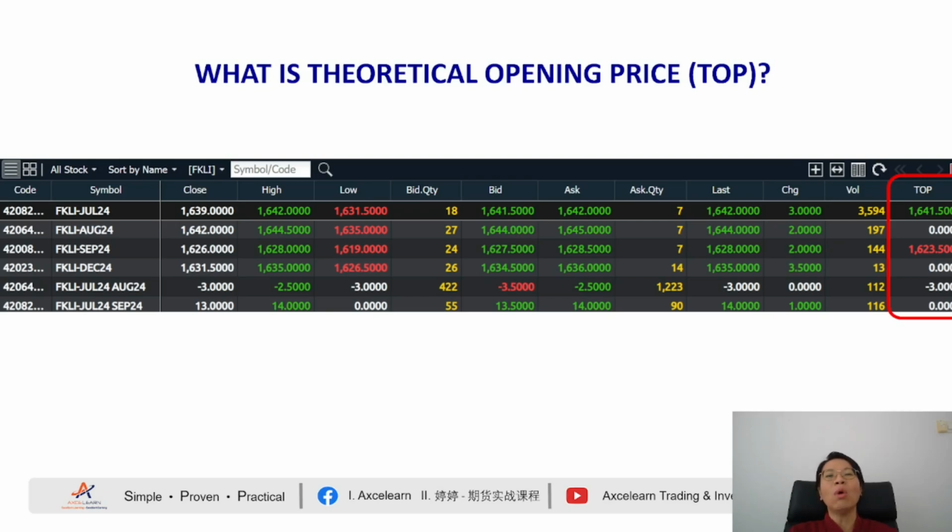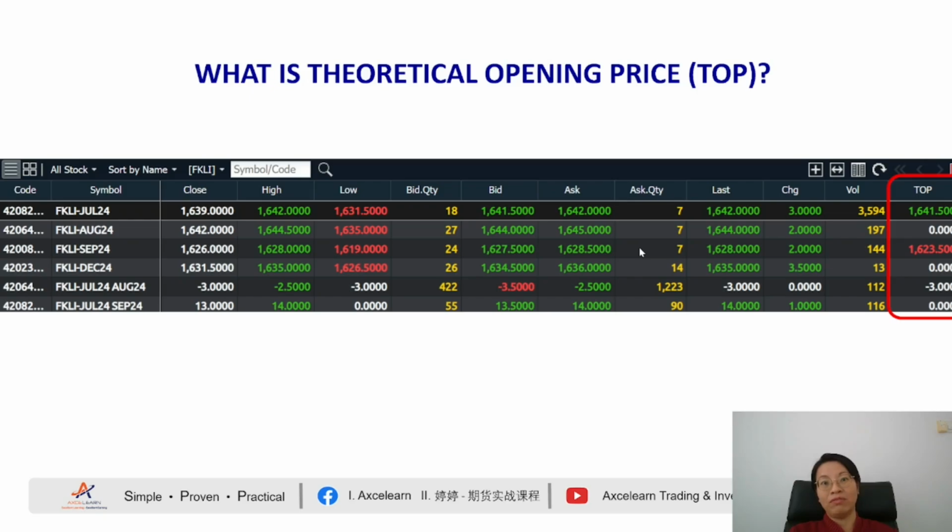Now first thing, what is theoretical opening price? Or in short, we call it TOP. Can you see this TOP? It comes from the short form of T, theoretical, O, opening, and P, price. So this is your TOP. In your trading platform, you're going to see this column. Can you see the last column, which is your TOP?